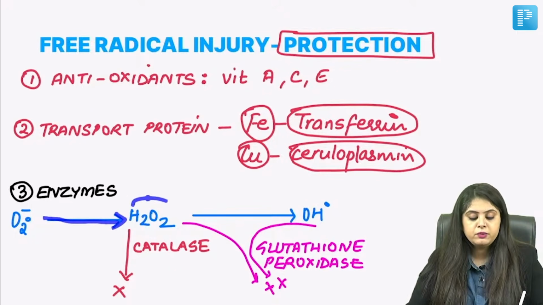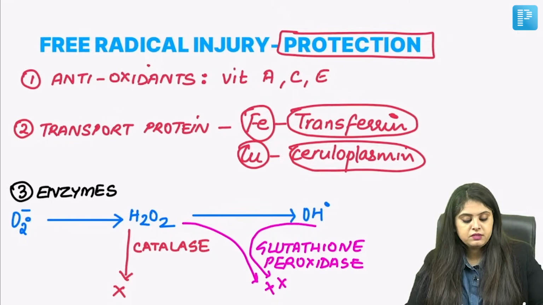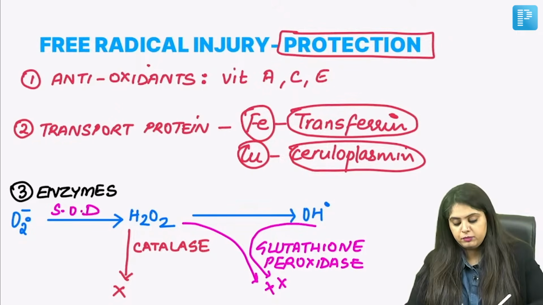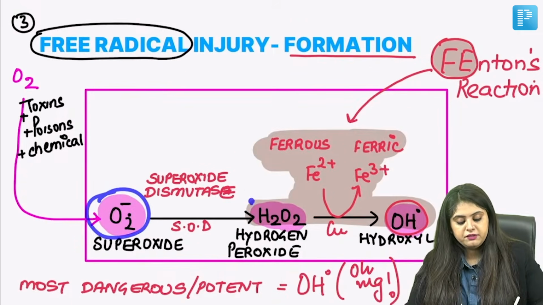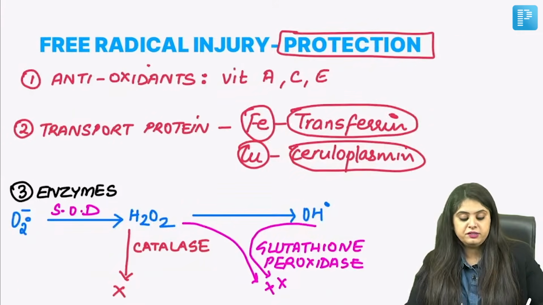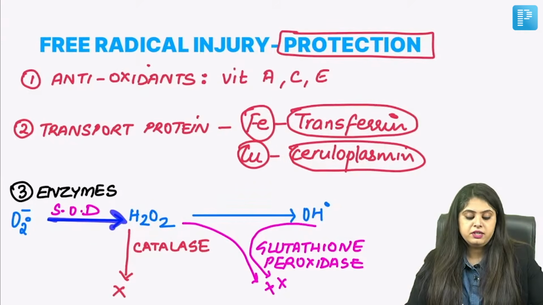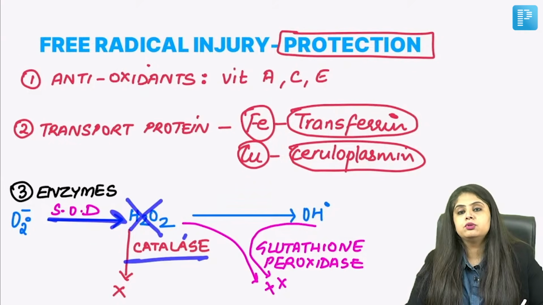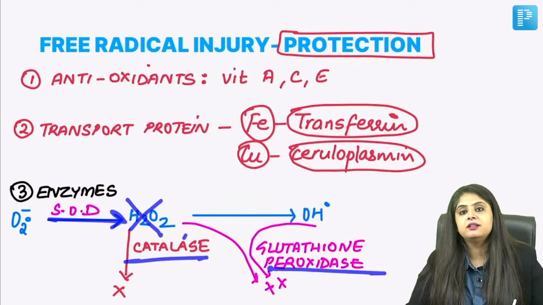Convert superoxide to H2O2 by which enzyme? Superoxide dismutase. You had read this earlier. Superoxide is converted to H2O2 by superoxide dismutase. Convert it. Once you convert it, there are so many people to break H2O2. Glutathione is also there, catalase is also there.